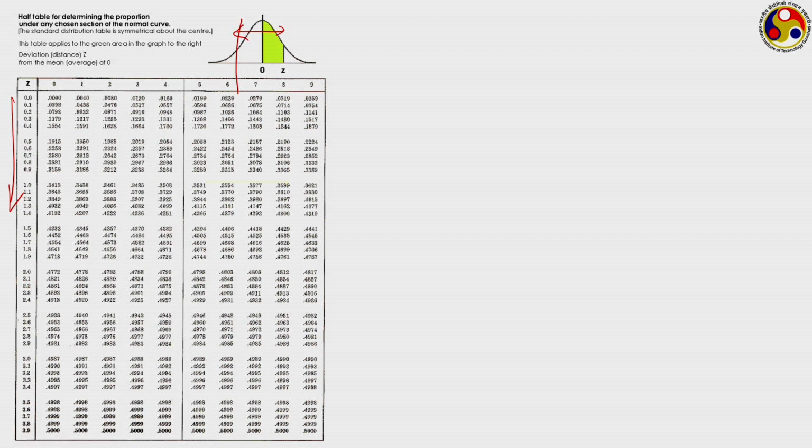Suppose we are trying to identify whether a data point lies within a distance z equal to 1.5 from the point z equal to 0 or x equal to 0. Then for z equal to 1.5, this is the probability. We can see the probability is 0.4332, and this being a one-sided probability, we have to multiply this by 2, thereby giving the final probability that we are looking for.